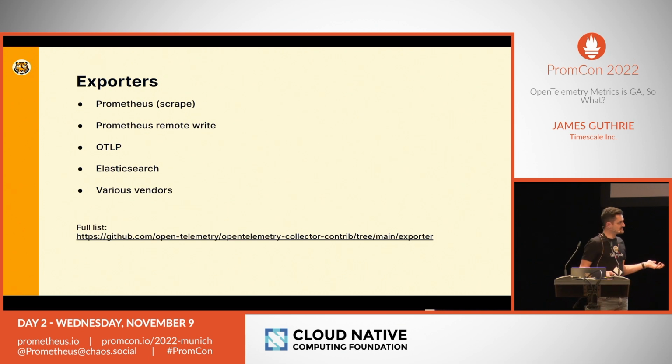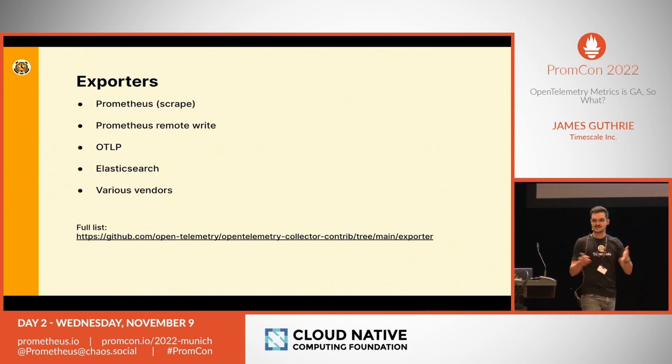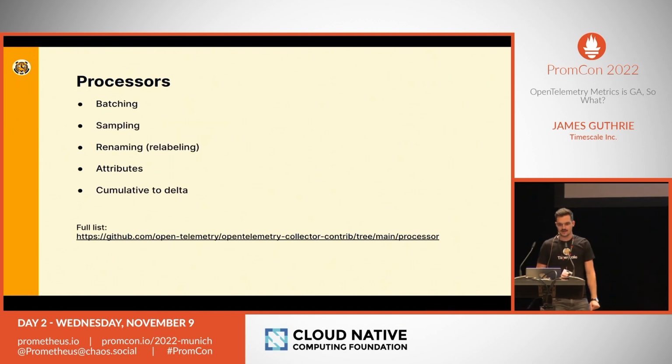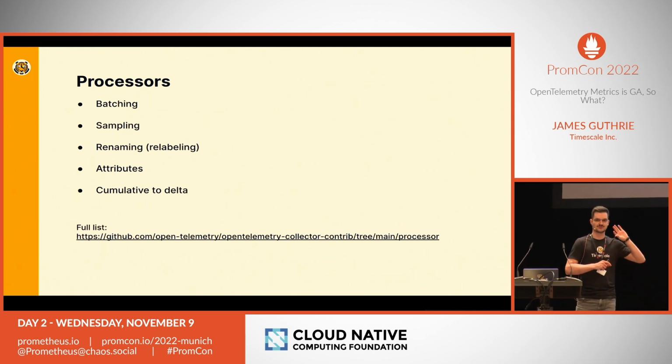There are also a bunch of exporters. There's Prometheus Scrape, which basically exposes a metrics endpoint in text format. Remote write, we saw that before. OTLP, Elasticsearch, a bunch of other vendors. And there are a bunch of processors that you can use for batching, sampling, renaming, adding attributes, doing cumulative to delta conversion, which we'll see in a second what that's about.